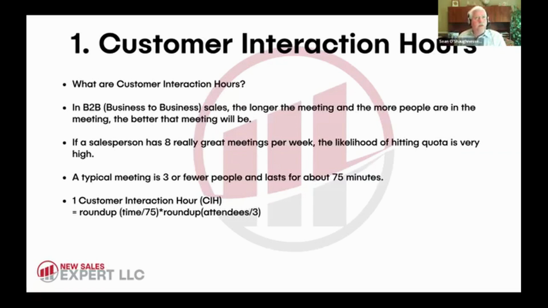So let's do a real quick analysis of the 2 things I just talked about. I have one person for half an hour. So 30 minutes divided by 75, you round that up to 1, multiplied by round up the number of attendees, 1 divided by 3. That's once again 1. 1 times 1 equals 1. You get 1 interaction hour for that, Mr. Rep.